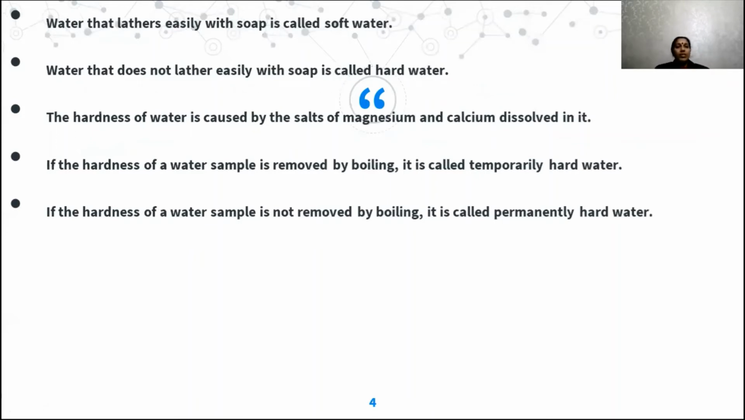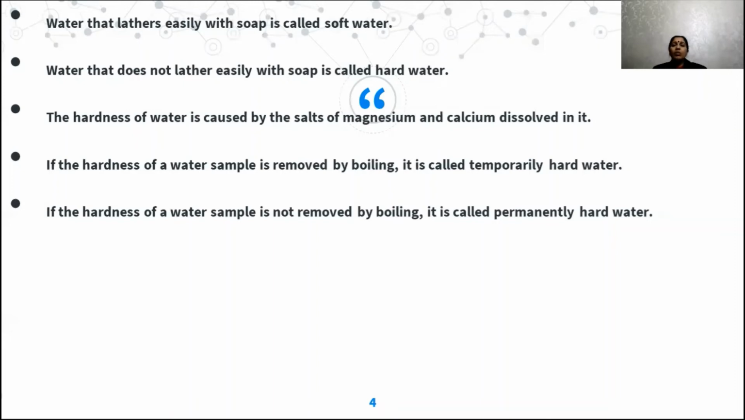what are the properties that water shows? Water that lathers easily with soap is called soft water. So we already learned the difference between soft water and hard water. That's the last topic of this chapter.